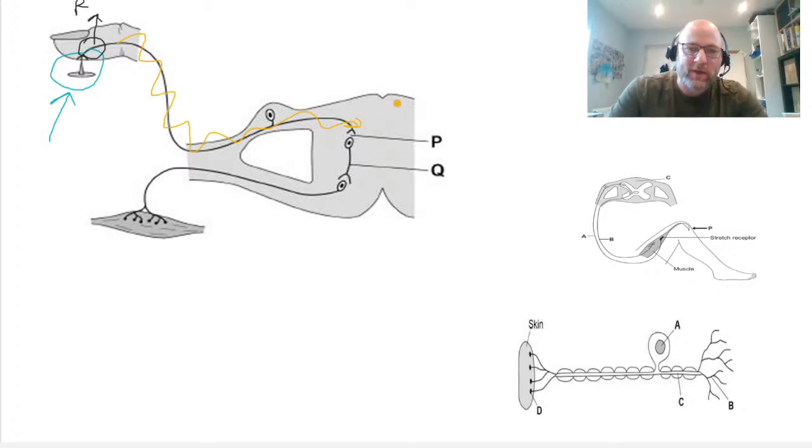Awesome. And then you've got a gap in between the sensory and the relay. Anyone know what that's called? The gap between the sensory and the relay? Or the gap between any two neurons? Synapse. Awesome. You guys are on it. Then we've got the relay neuron here labeled Q for some reason. And then another synapse. And then what neuron takes the impulse to the muscles?